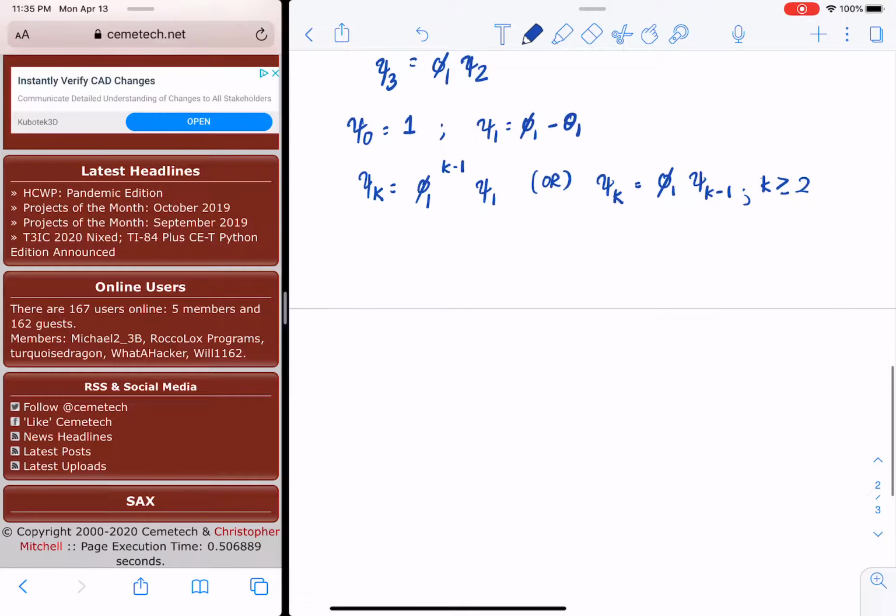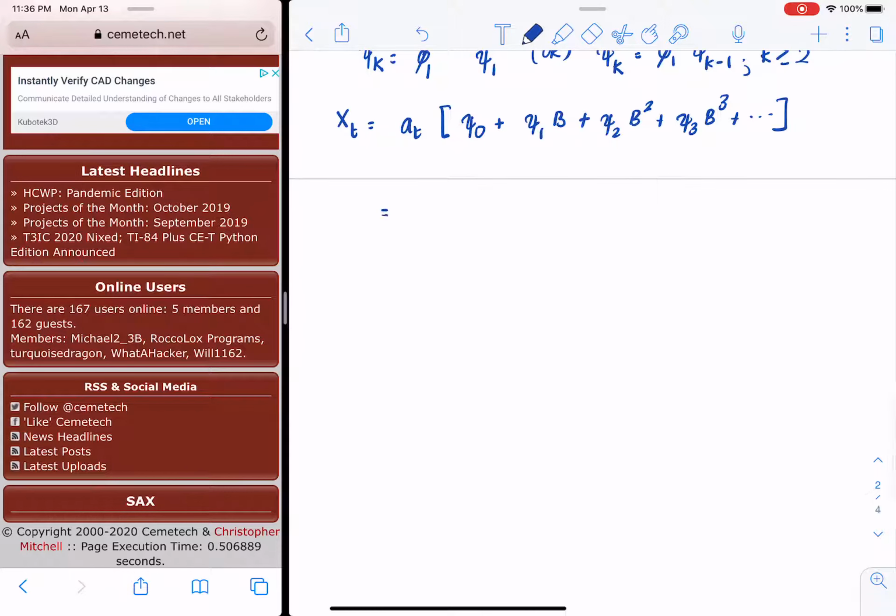So what did we just do? We simply rewrote x_t as a_t times (psi_0 plus psi_1 B plus psi_2 B^2 plus psi_3 B^3, and so on), which would simply give us psi_0 a_t plus psi_1 a_{t-1} plus psi_2 a_{t-2} plus psi_3 a_{t-3} and so forth.